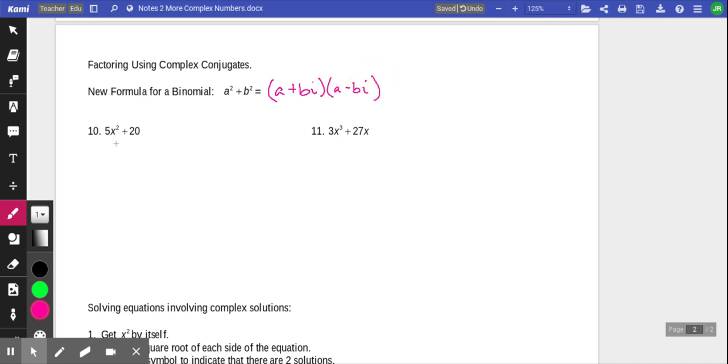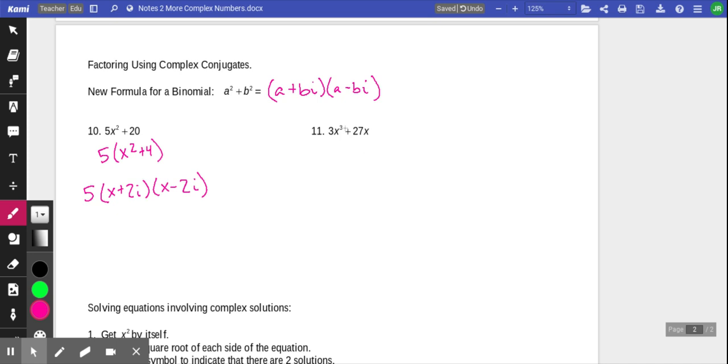So for example, if I tried to factor 5x squared plus 20, first thing is it's in order. There is a GCF of 5. And then what I'm left with is x squared plus 4. In the past, we would have just left it like this. But we can take it further now because we have x squared plus 4. So we can think of that as x squared and 2 squared. So plugging that into the formula, that would give us (x plus 2i) times (x minus 2i).